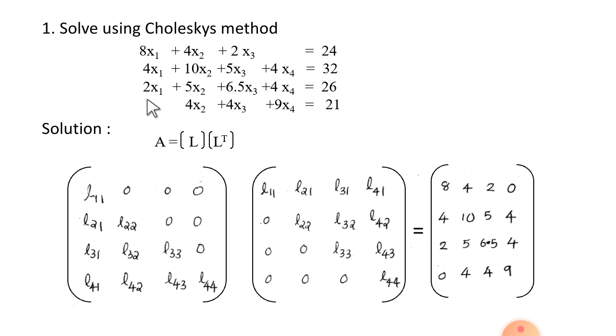transpose. So here this is a 4 by 4 matrix. The L matrix also contains 4 by 4 terms, and L transpose also contains 4 by 4. It's also a 4 by 4 matrix. So first the L matrix can be written like this: L11 0 0 0, L21 L22 0 0, L31 L32 L33 0, then L41 L42 L43 L44.